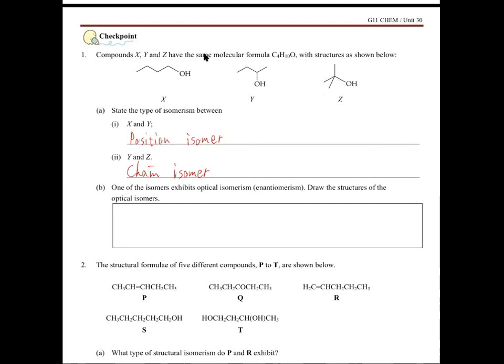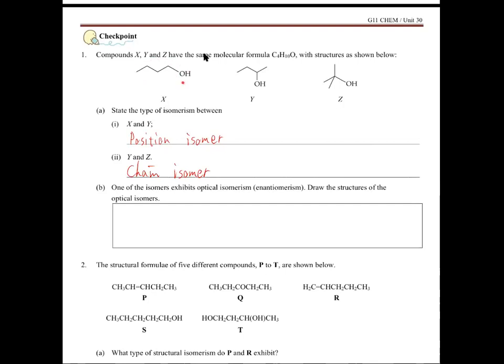Okay, and the next part: one of the isomers exhibits optical isomerism, enantiomers. Draw the structure of the optical isomers. So let's take a look. Which one can have enantiomers? Remember, if we are going to find the chiral carbon, it must bind to four different groups of atoms. So take a look.